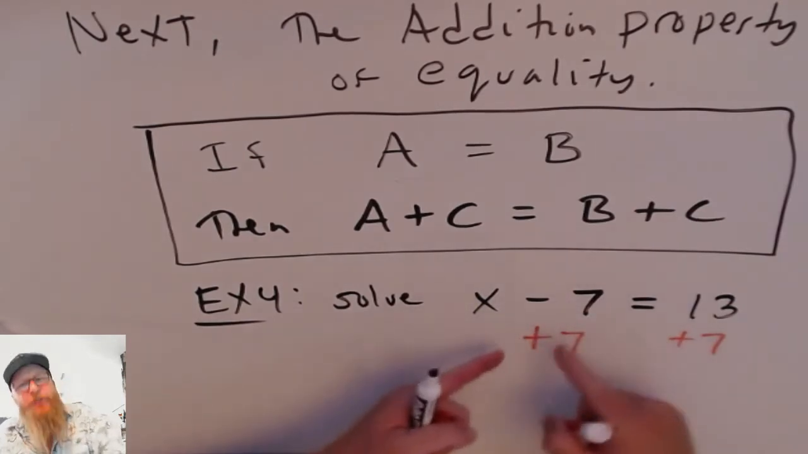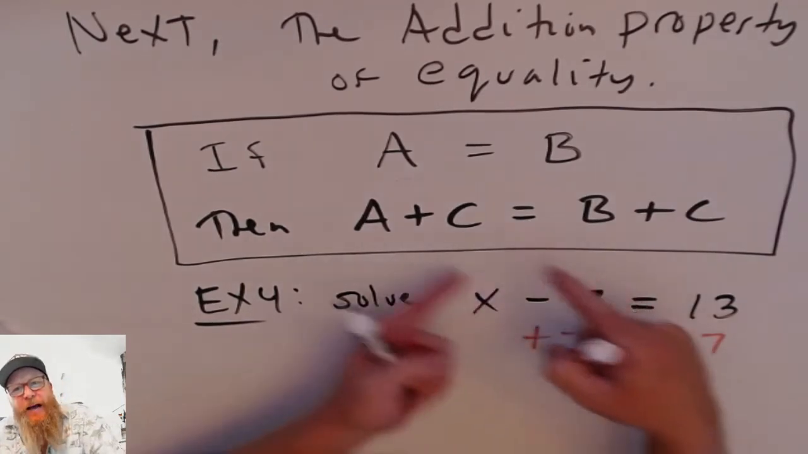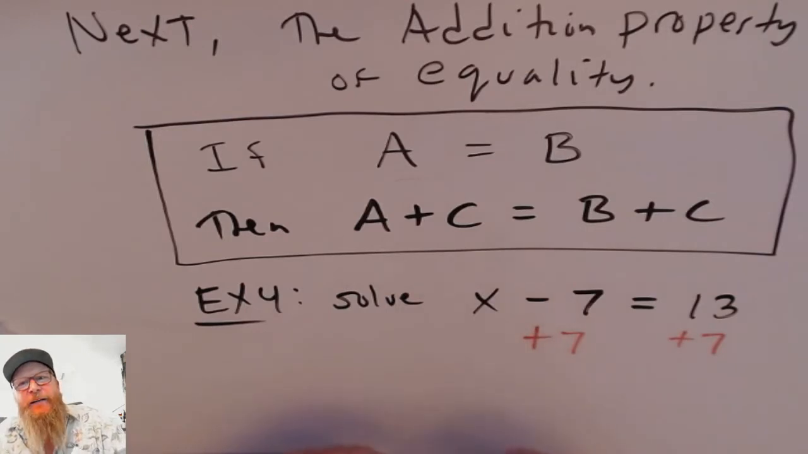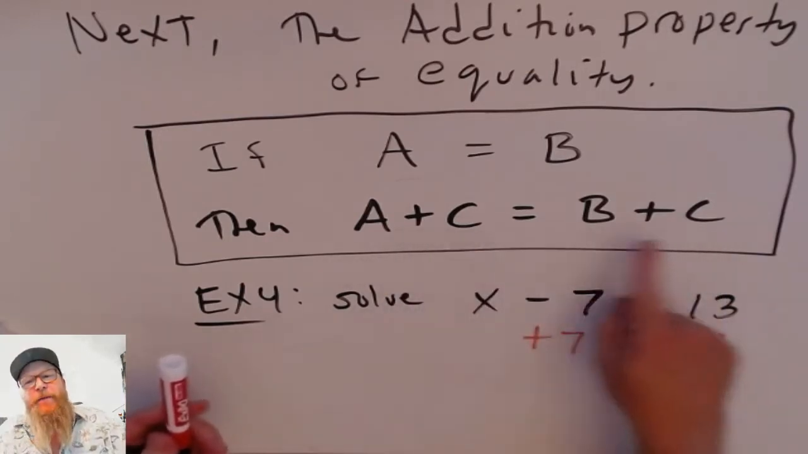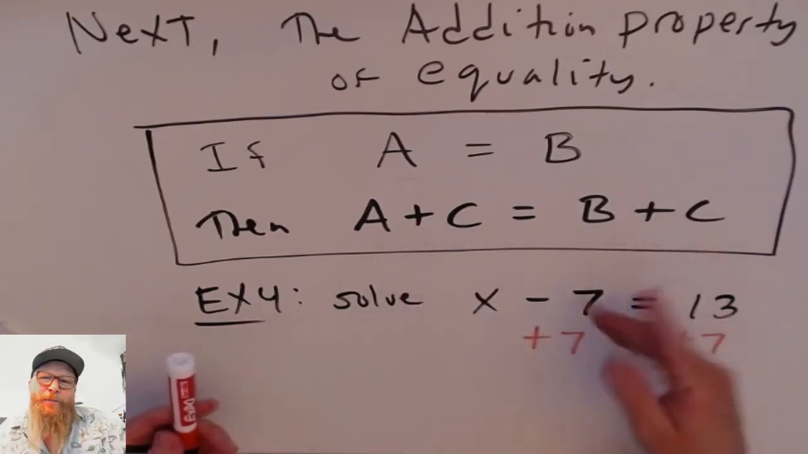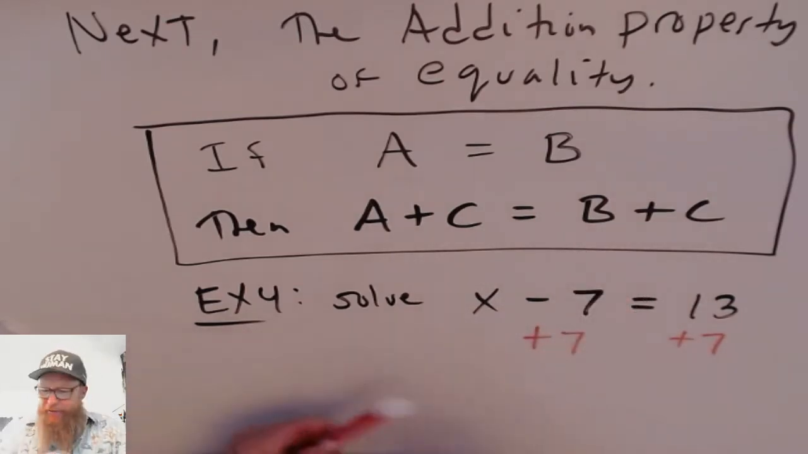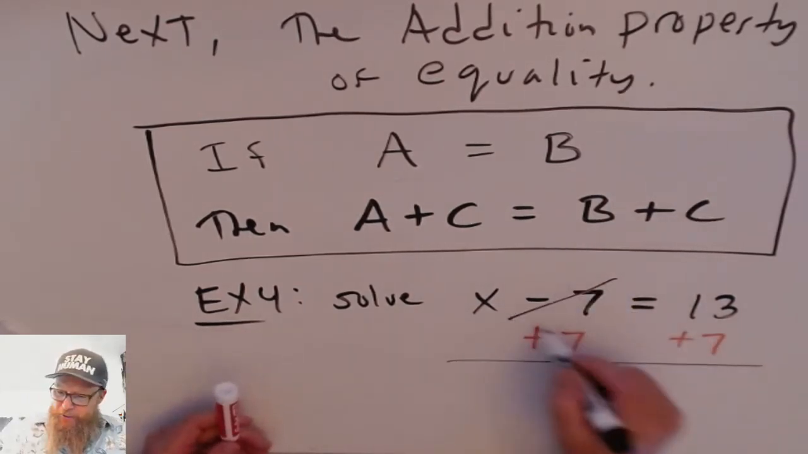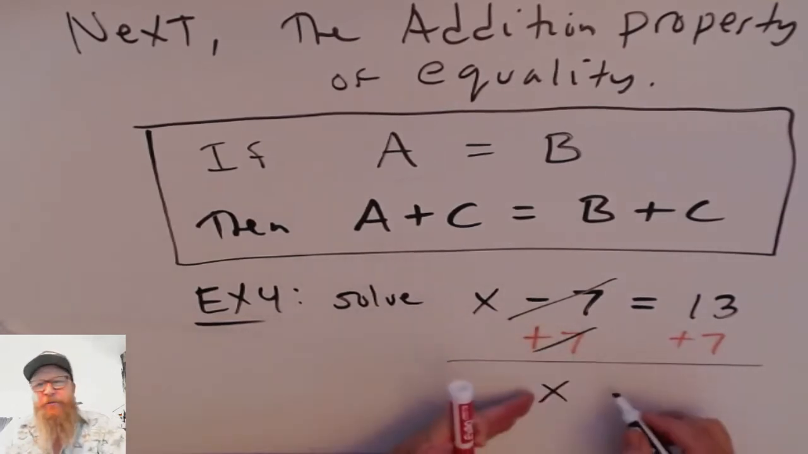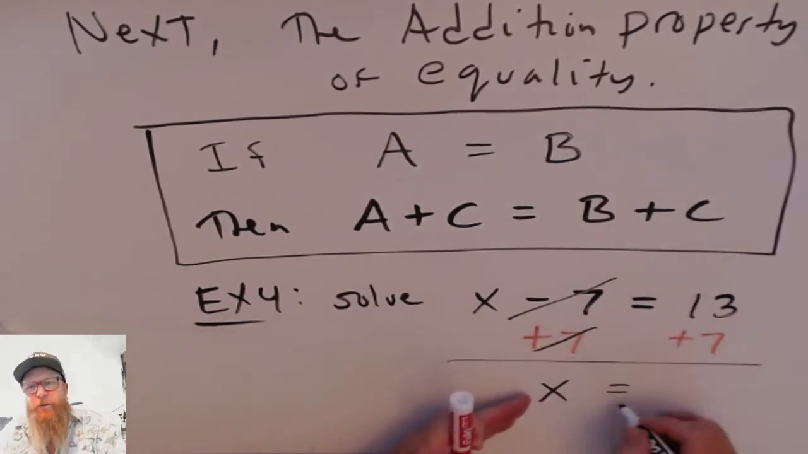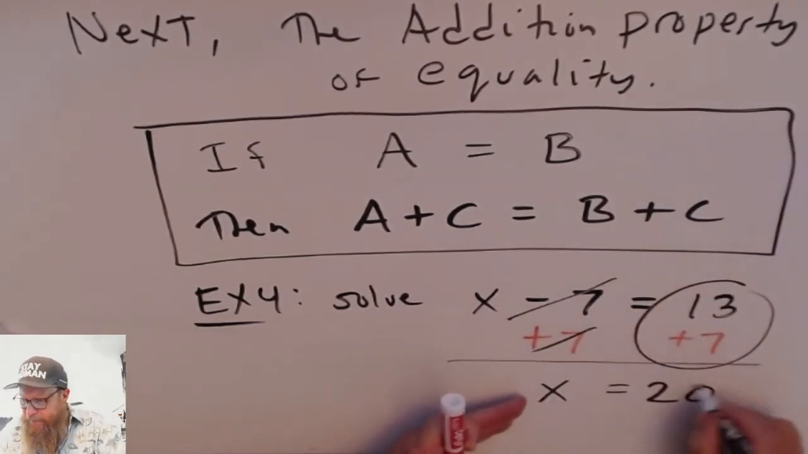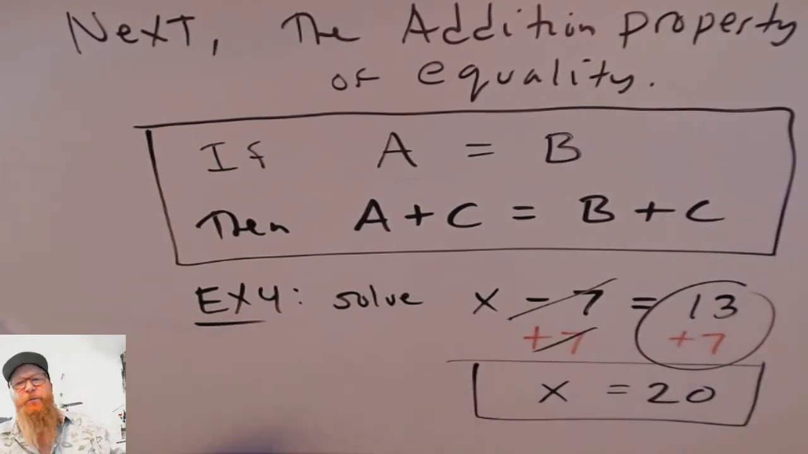I like to add it underneath. If you have room, you can actually add it off to the side. Yeah, typically when we write the property, we do it sideways, but when you actually do it, you do it vertically. And you cross these guys off, scoot your variable over, bring down your equal sign, and then add these up, and you get x is equal to 20.